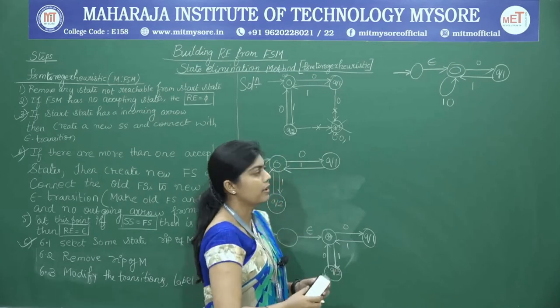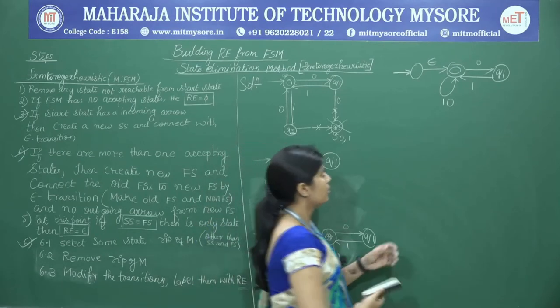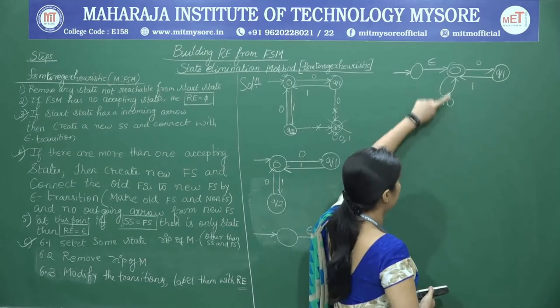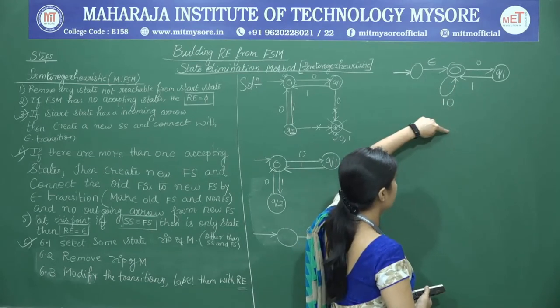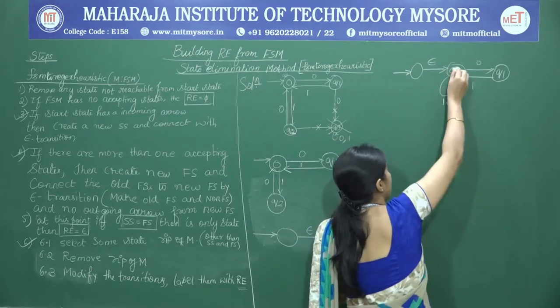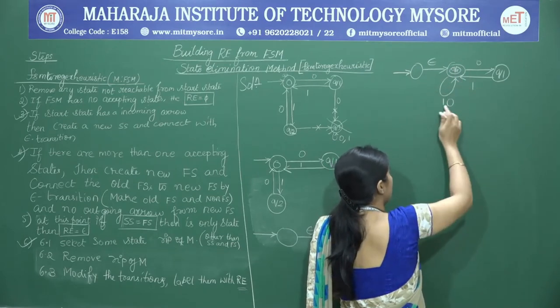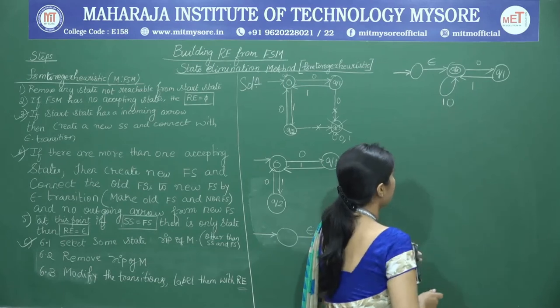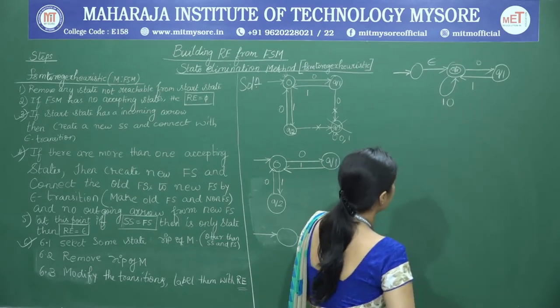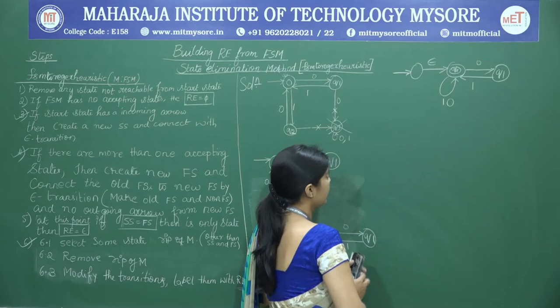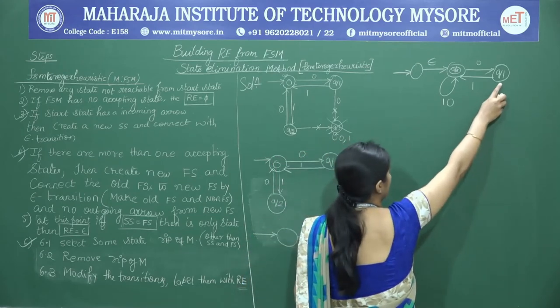The result will be just the same. So this is nothing but going to Q2 and then again coming back to Q0. Coming back to Q0 is a loop itself, and on the loop we have the symbols 0 and 1. So next what we are going to do is eliminate this Q1.